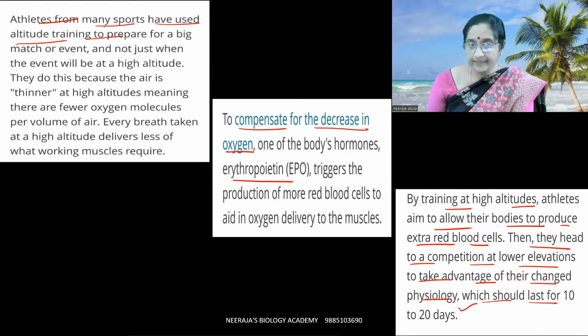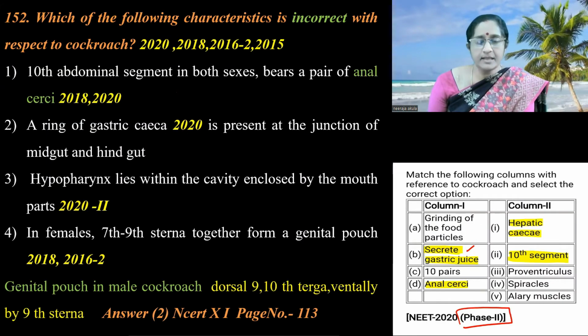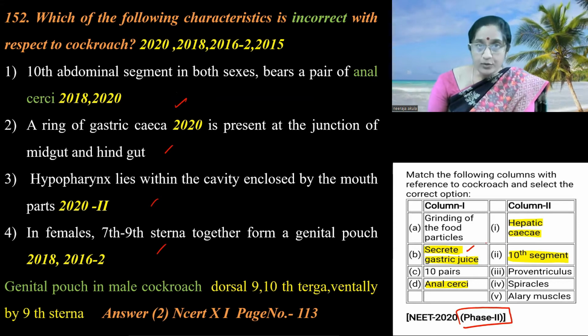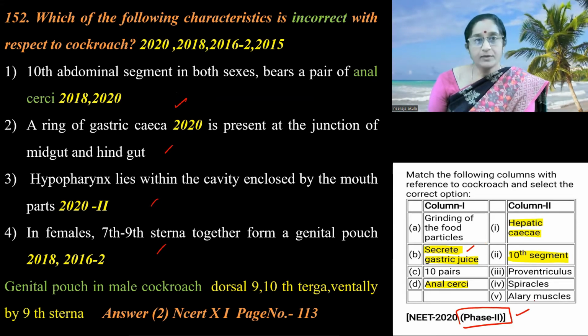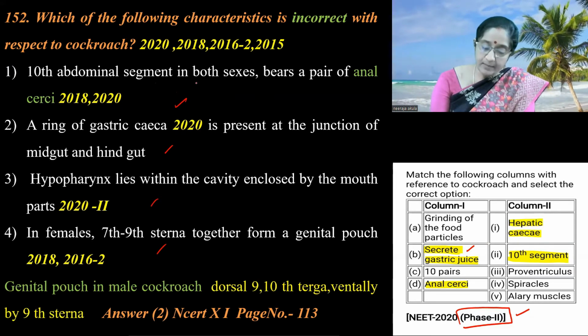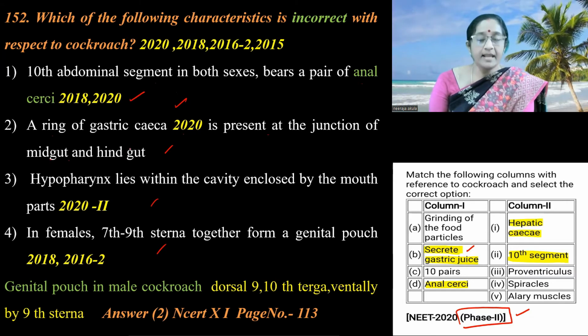Which of the following characteristics is incorrect with respect to cockroach? Almost all these statements are picked from the previous year NEET 2020 paper phase 2, which were given in the form of match the following. 10th abdominal segment in both the sexes bear a pair of anal cerci. Yes. A ring of gastric caecum is present at the junction of midgut and hindgut.